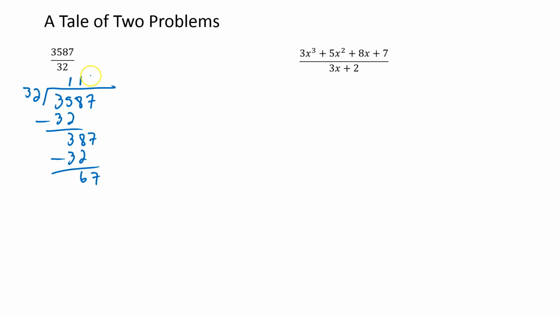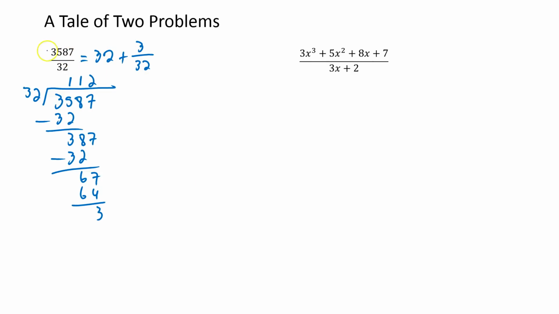Now I can fit 2 of those 32s into 67. 2 times 32 is 64. Leaves me with a remainder of 3. So how you write this is 3587 divided by 32 is 112 with a remainder of 3 that are still trying to divide into 32. Or 32 is still trying to divide into 3. So 112 and 3/32 would be the answer to this guy.